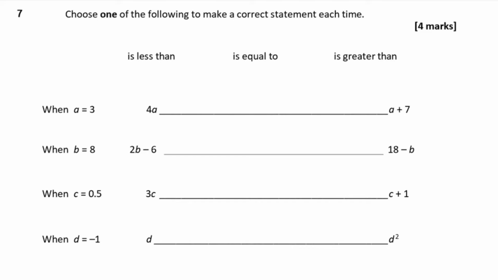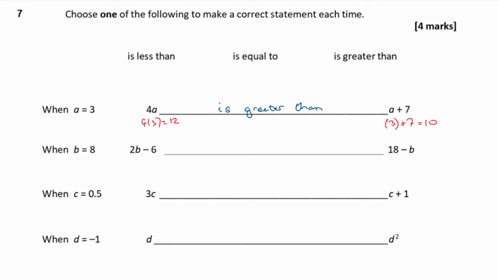So let's have a look at this first one. When a is 3, 4a blank a plus 7. Well, 4a is 4 lots of 3, isn't it? So this is going to be 4 lots of 3, which is 12. And a plus 7 is going to be 3 plus 7, which is 10. Okay? So is 12 greater than, less than, or equal to 10? It's greater than, isn't it? So I'm going to write down in between is greater than.